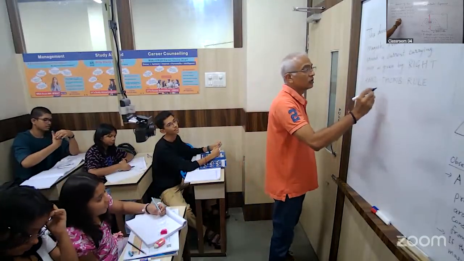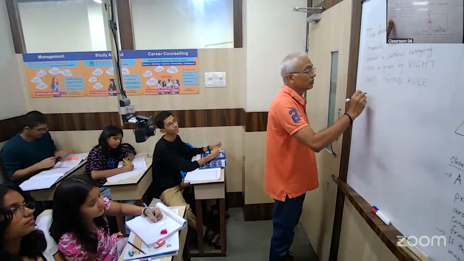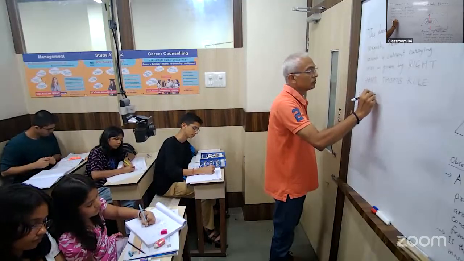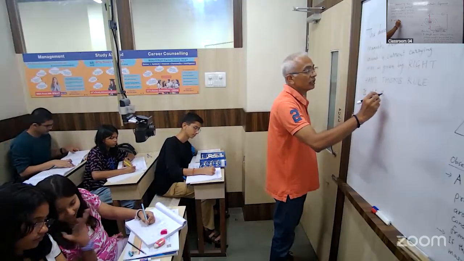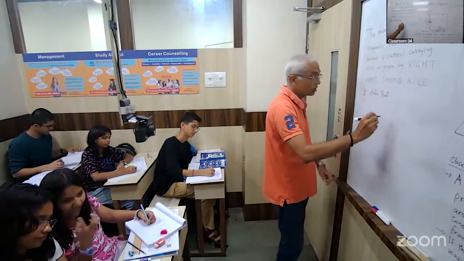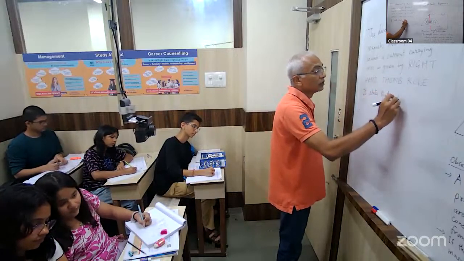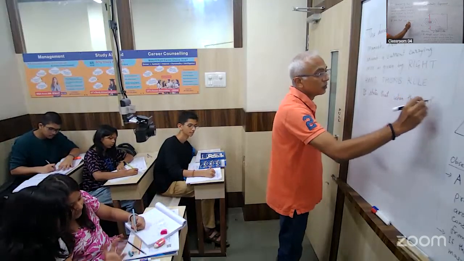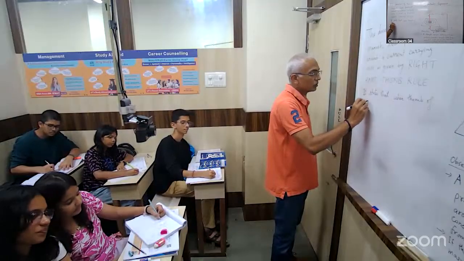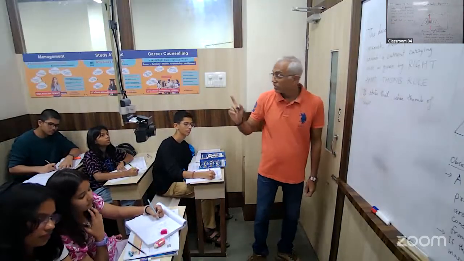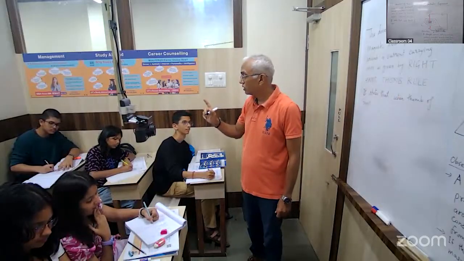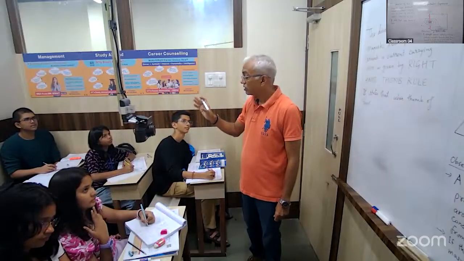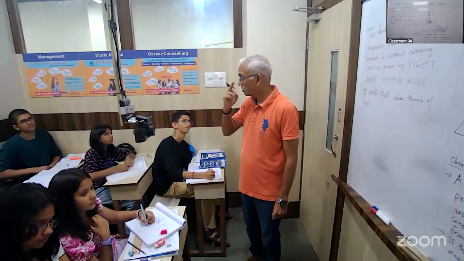So what is the right hand thumb rule? It states that when thumb of right hand. There is another right hand rule, so don't get confused with it. That is called Fleming's right hand rule. That is not in the syllabus. It is removed now. It was there earlier.